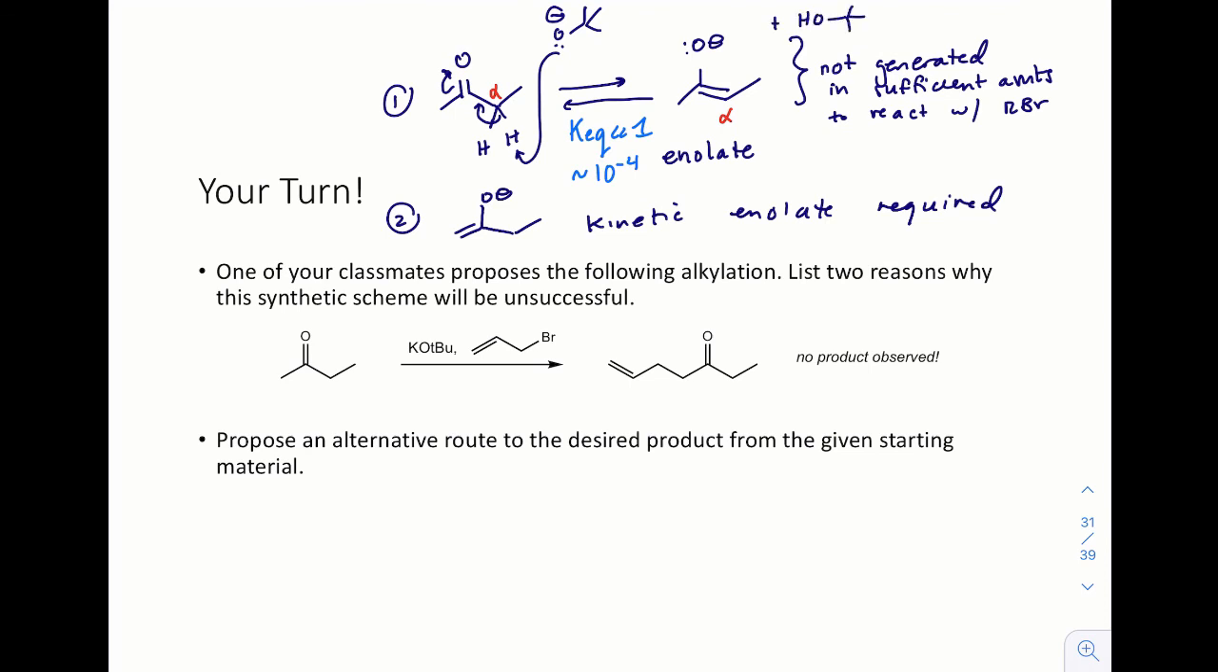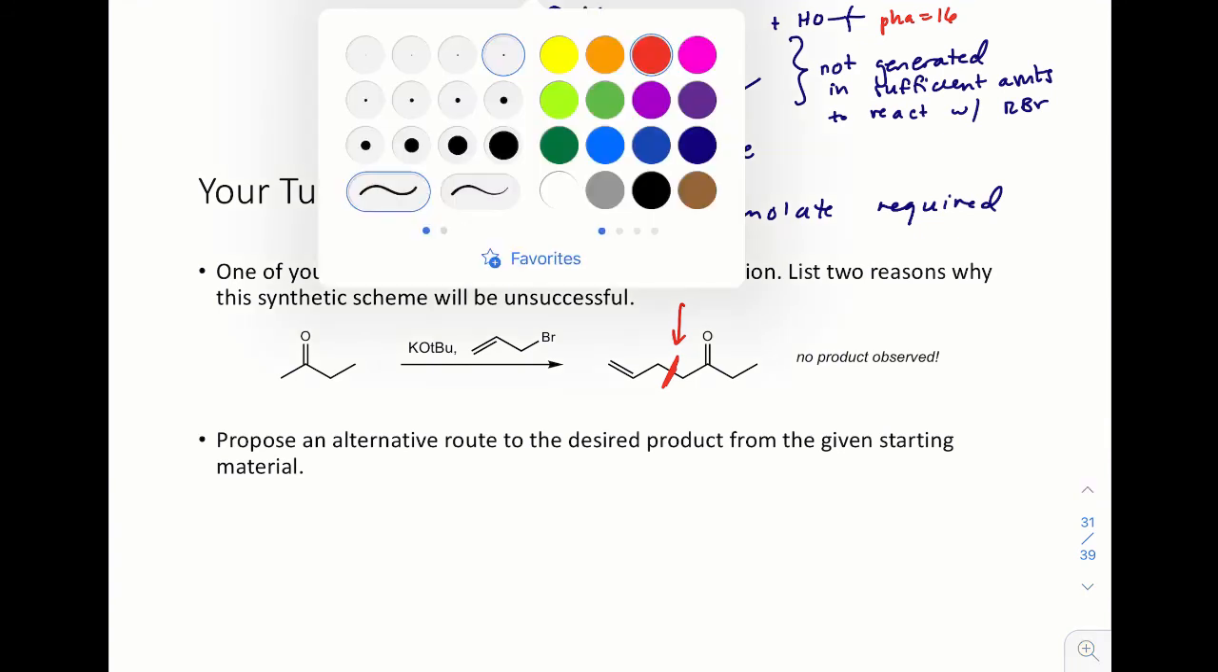And although that doesn't matter for Claisen, it does really matter for alpha alkylations. So for alpha alkylations, the enolate needs to be made 100%. And with an alkoxide base, the equilibrium constant is much less than 1. So that's one reason this doesn't work. The second is that if you look at the desired product, actually, here's where the carbon-carbon bond is formed, and the kinetic enolate is required.